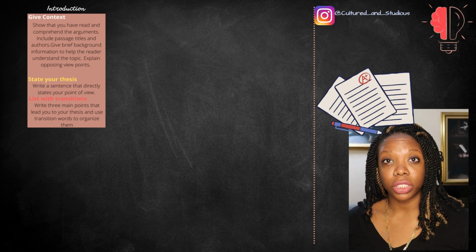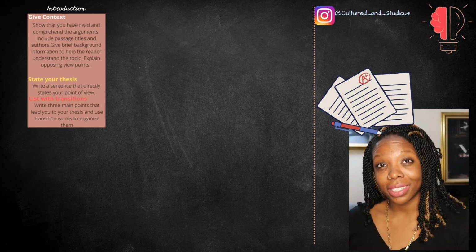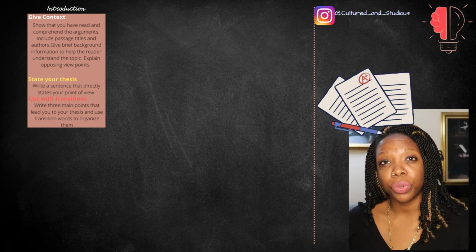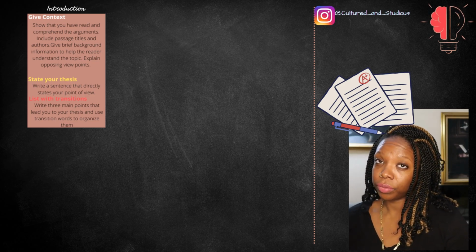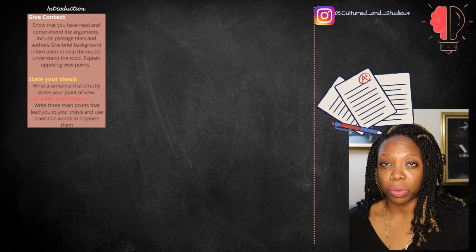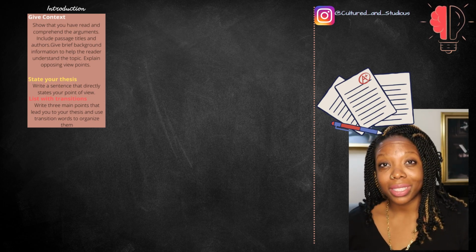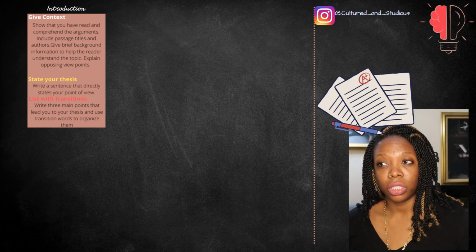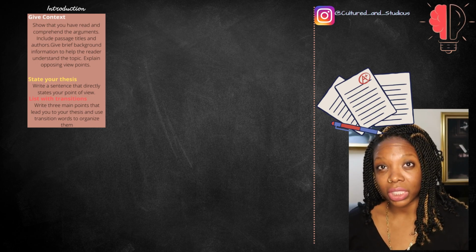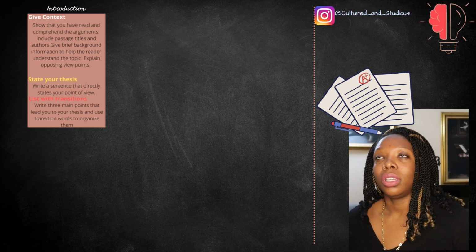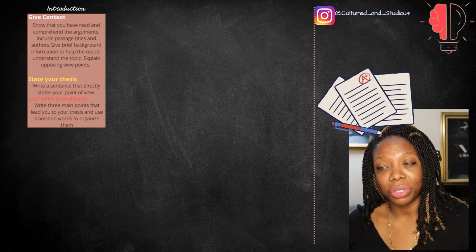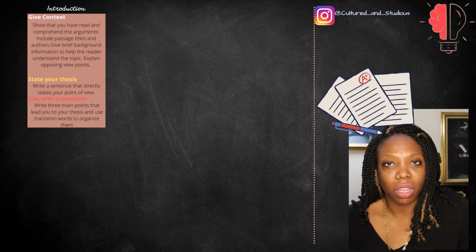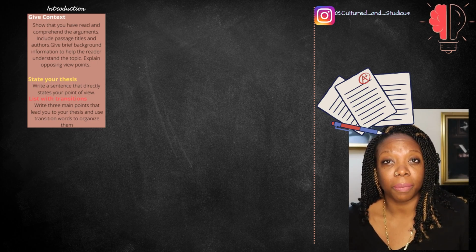In your introduction, you need to give context. You need to show your audience, I read both of the articles, not just one. And this is where you clearly state what both of them were about. Use the title of each one. Say who wrote each one. Say what they were about. That's how you give context. You say what each of them was talking about. What were the claims that they were making?